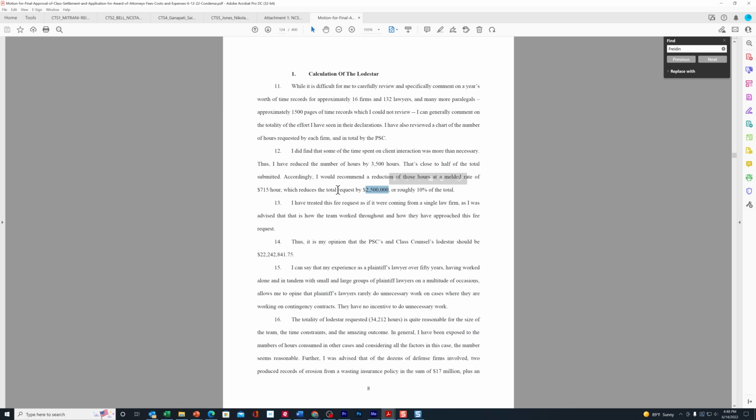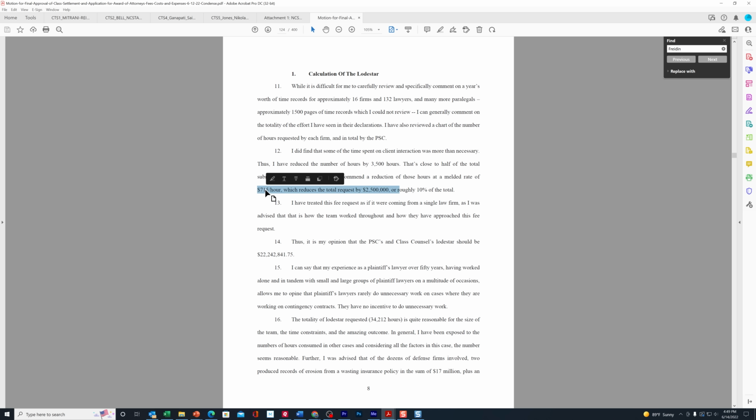In case you're wondering why they reduced the lawyers' lodestar by this $2.5 million, the answer is right here. He says he did find that some of the time spent on client interaction was more than necessary. Thus, I have reduced the number of hours by 3,500 hours. That's close to half the total submitted. Accordingly, I would recommend a reduction of those hours at a melded rate of $715 an hour. Oof, I definitely got into the wrong business.